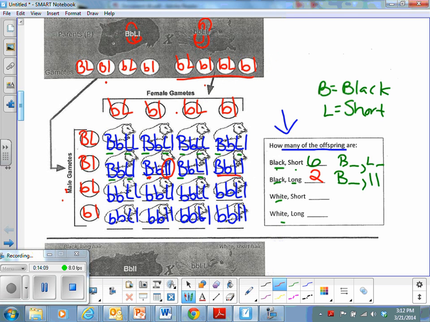Okay, so next I have white and short. In order for it to be white, it has to be little b. But in order for it to be short, it has to have at least one big L and something else. I don't care what. So for white and short, I need little b's. There's no more left in these rows. All I have left are these 2 rows, so I'm going to start there. Little b, one big L. There's 1, 2, 3, 4, 5, 6. Yay, 6. And then white and long, little b, little L. There and there, so that's 2. So your phenotypic ratio is 6:2:6:2.